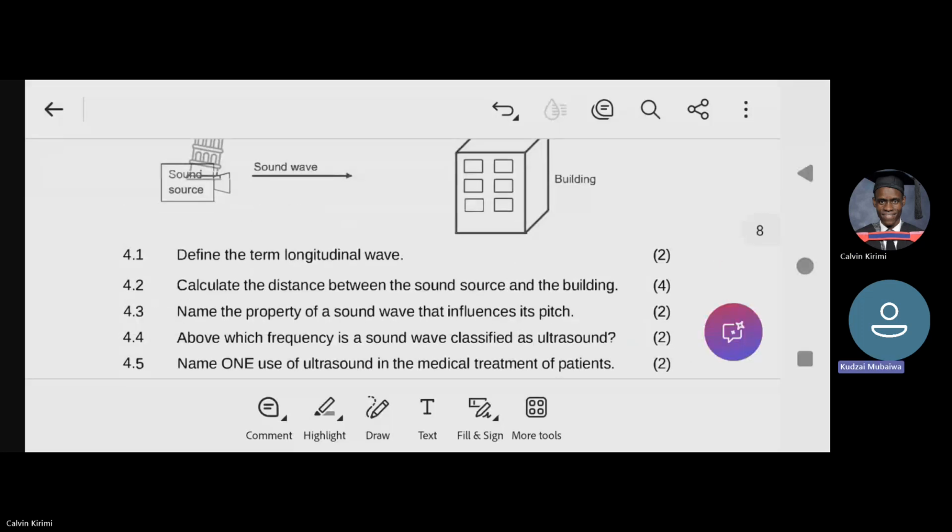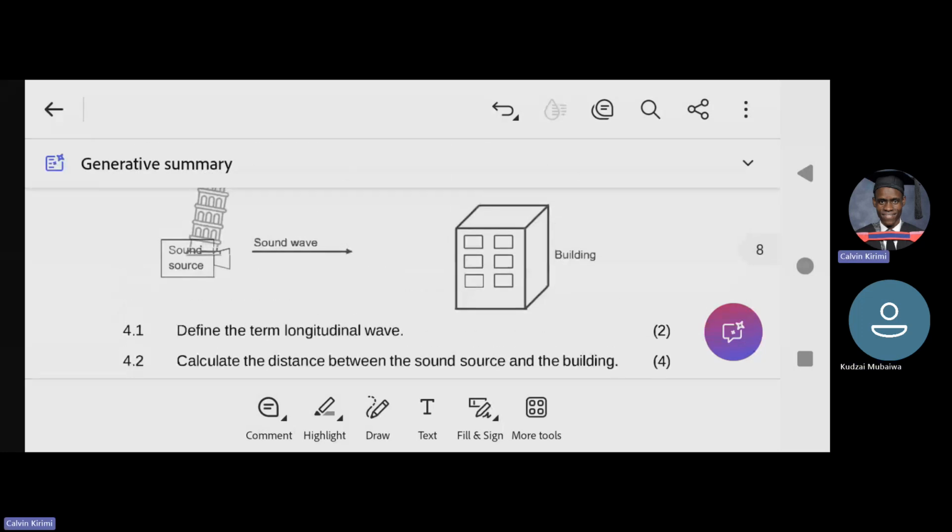A wave in which particles of the medium move parallel. Yes, excellent. They are moving parallel to what? To the direction of the wave. Yes, you are right. Or in the direction of the motion. That's correct. So calculate the distance between the sound source and the building.